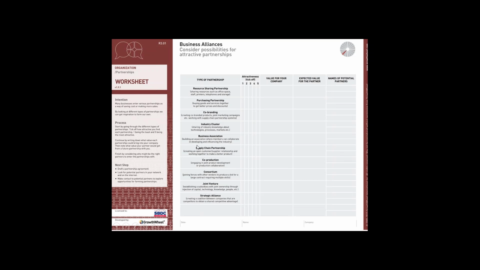So once you work through this sheet and you identify partners, I wouldn't say drafting a partnership agreement is the first next step, but you want to really look for potential partners in your networks and on the internet, and also make contact with potential partners to explore opportunities. Sort of the last piece on that is drafting a partnership agreement. The only reason that would be first is for you to articulate what you want out of a partnership agreement, but the other people in that process need to do the same.